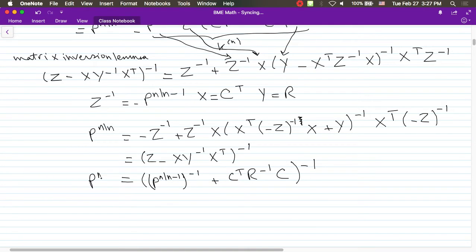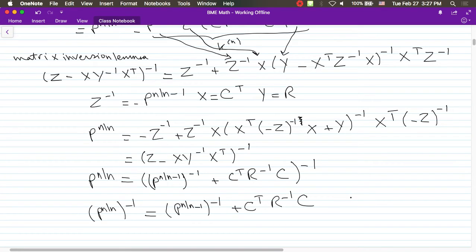So I have an interesting thing here. I have this posterior uncertainty now written in terms of the inverse of the prior uncertainty, whole thing quantity inverse. Let me invert both sides. So I get the posterior uncertainty inverted is equal to my prior uncertainty inverted plus C transpose R minus 1 C. So I have the posterior uncertainty in terms of the prior uncertainty.